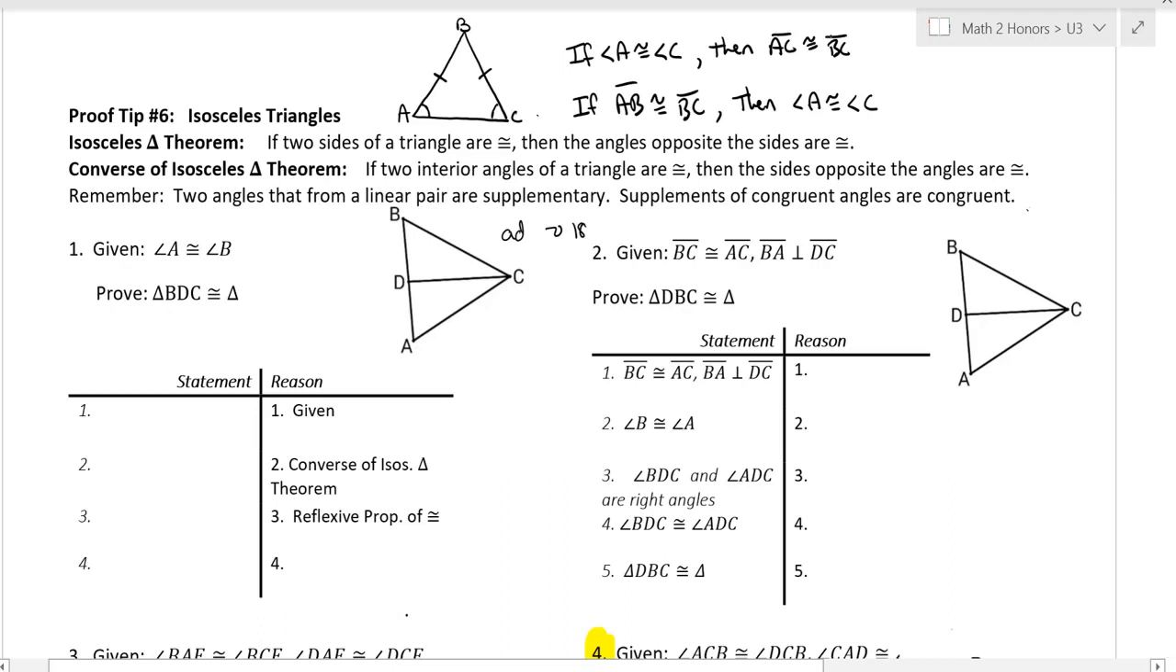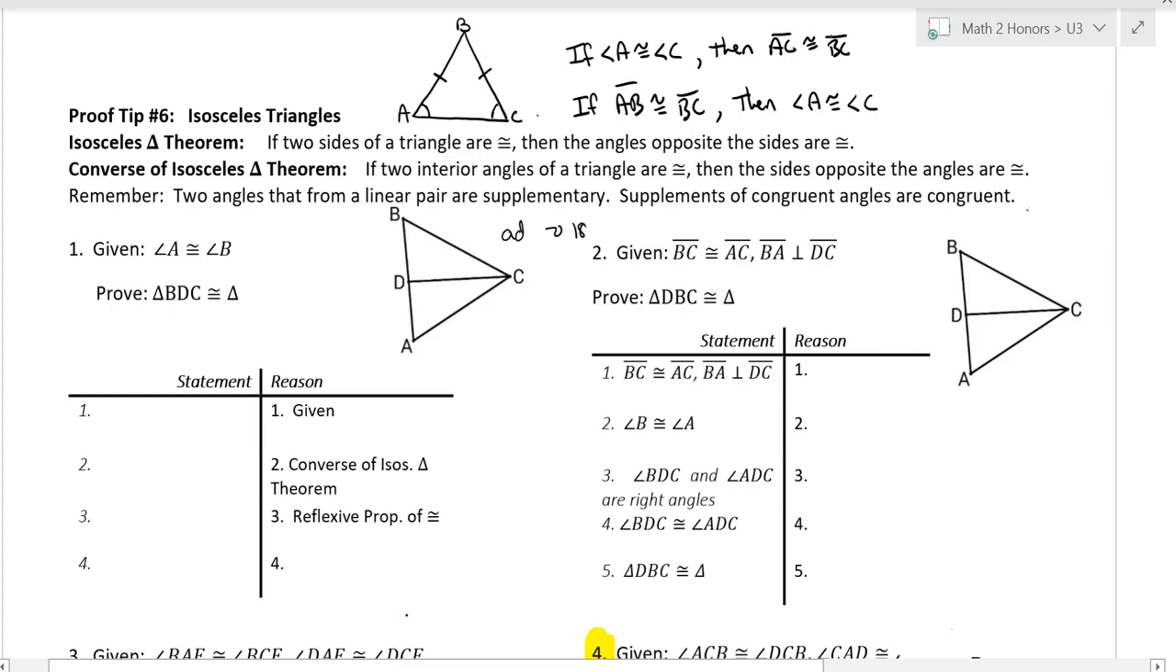You just need to remember that for the isosceles triangle theorem, you start with an isosceles triangle, which means by definition, two sides are congruent. That's the definition of an isosceles triangle. So if you start with an isosceles triangle, then you get two base angles that are congruent. And it has to be the angles that are opposite the sides.